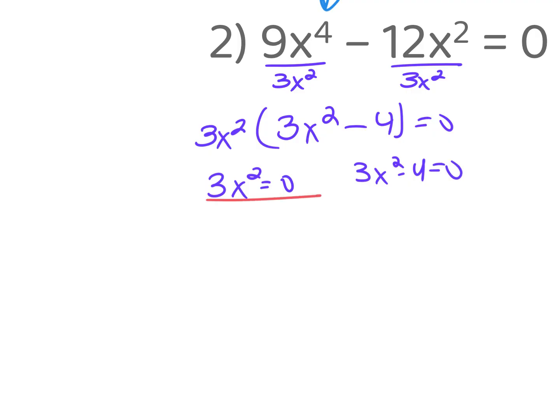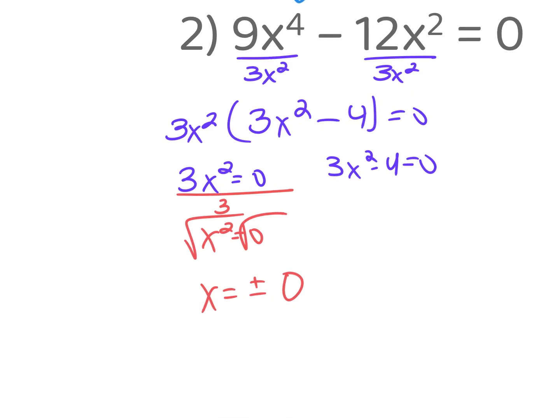So again, here I'm going to divide both sides by 3. I get x squared equals 0. Take the square root. What's x equal? Get in the habit. When you put square root on, what do you get? Plus or minus 0. On WebAssign, you don't have to enter plus or minus 0. And then we're going to solve on this side. How do I solve? Add 4.